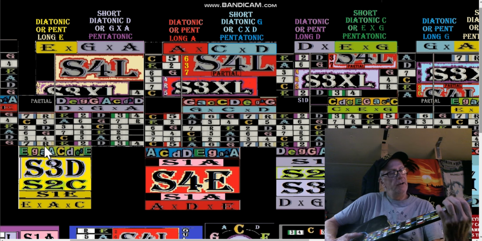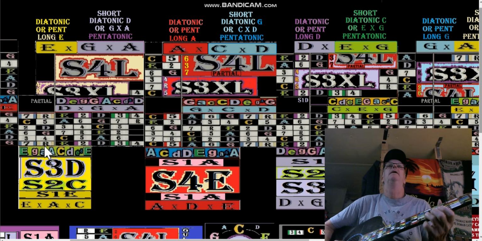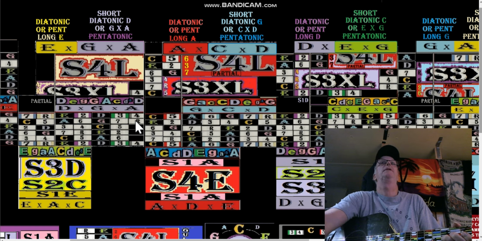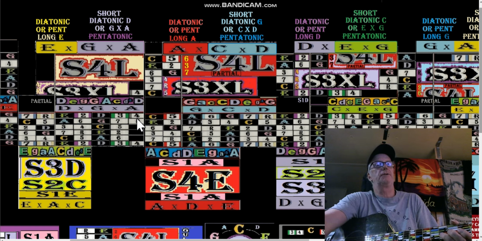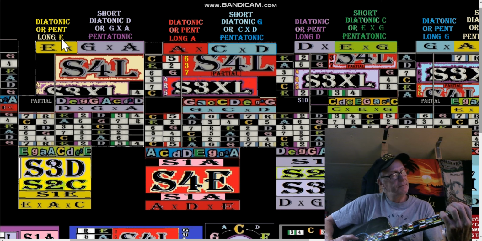Here it is. Now that is a C right there. That's a root right there. And we're in the E box now, so we're not talking about that F there anymore. Although there's one just in case we forgot. Now we go. That's the diatonic or the pentatonic in the long E.